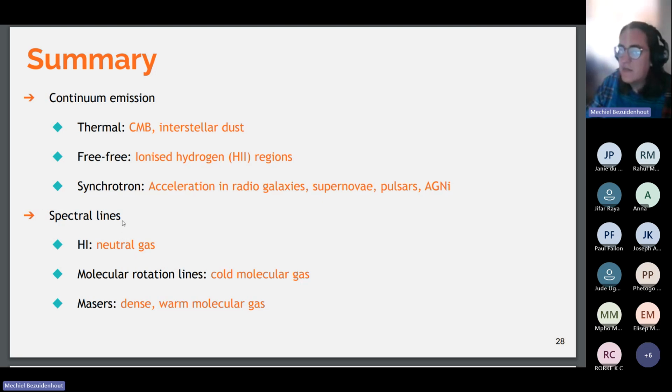Then there's spectral line emission. In radio astronomy, the most prevalent one is the HI line, which traces neutral hydrogen gas. Then you can have some molecular rotation lines, which are due to the change in rotational states in cold molecular gas. And then there is also maser emission, which amplifies molecular emission lines in dense and warm molecular gas.